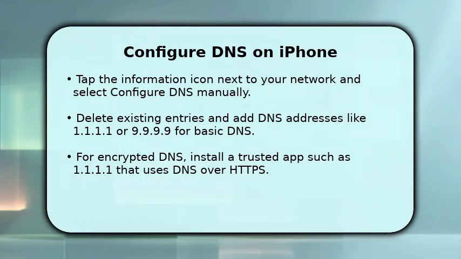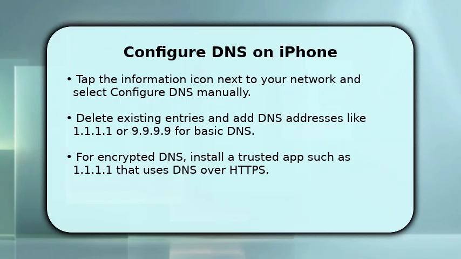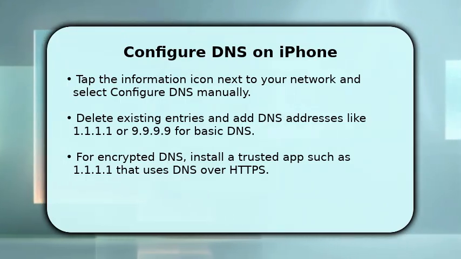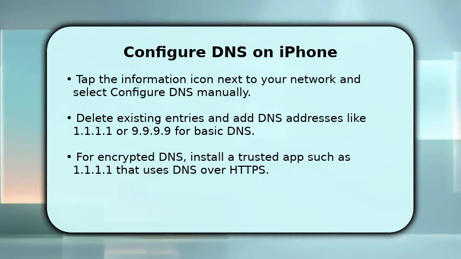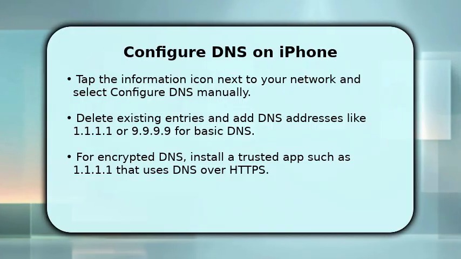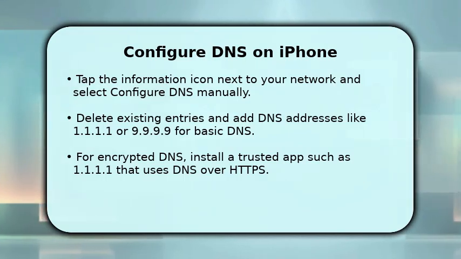Delete existing entries and add DNS addresses like 1.1.1.1 or 9.9.9.9 for basic DNS. For encrypted DNS, install a trusted app such as 1.1.1.1 that uses DNS over HTTPS. Open the app and follow prompts to install its VPN profile for encrypted DNS queries. Confirm the VPN profile is active in settings.